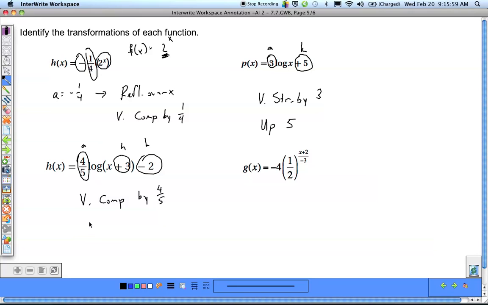This H value, since it's positive, there it's going to be a left 3 because remember that's opposite, so H is actually going to be a -3. That's our left 3, and K is -2, so it's going to be down 2.